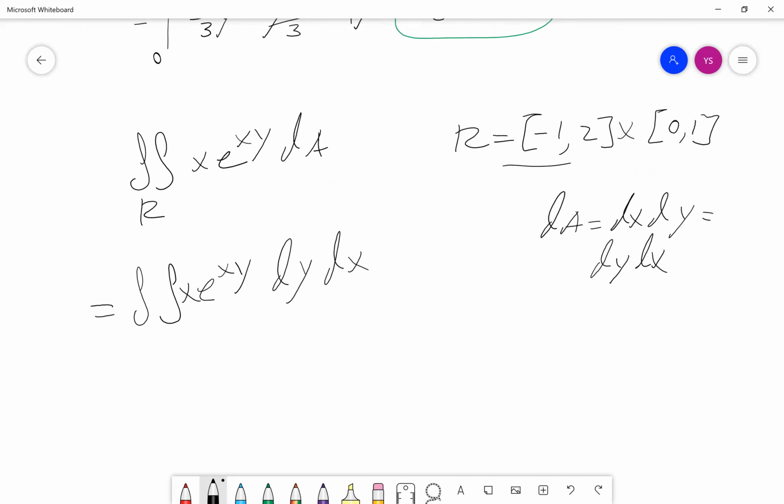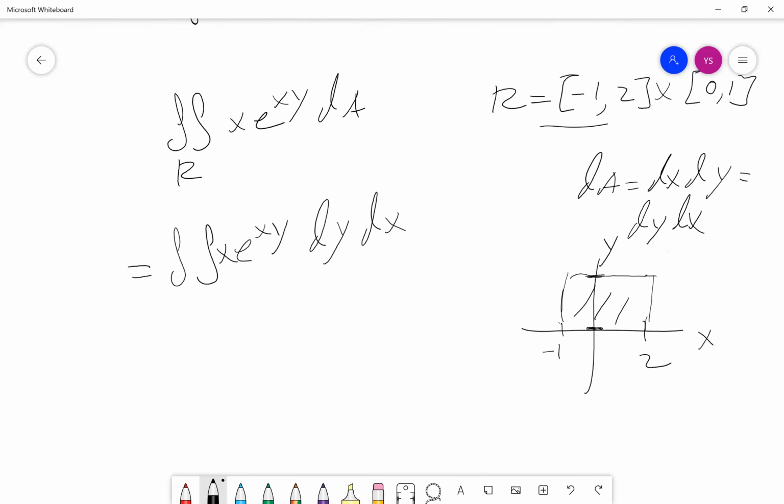Okay, what is this rectangle over here? Well, we can draw a picture. Here's our x, here's our y. Our x goes from negative 1 to 2, so here's negative 1 and here's 2. And our y is going from 0 down here to 1 over here. So it's something that looks like this. That's the region of integration. And so if we're going with respect to y first, we get bounds from 0 to 1 with respect to y, and then bounds from negative 1 to 2 with respect to x, x e^(xy) dy dx. Any questions so far?